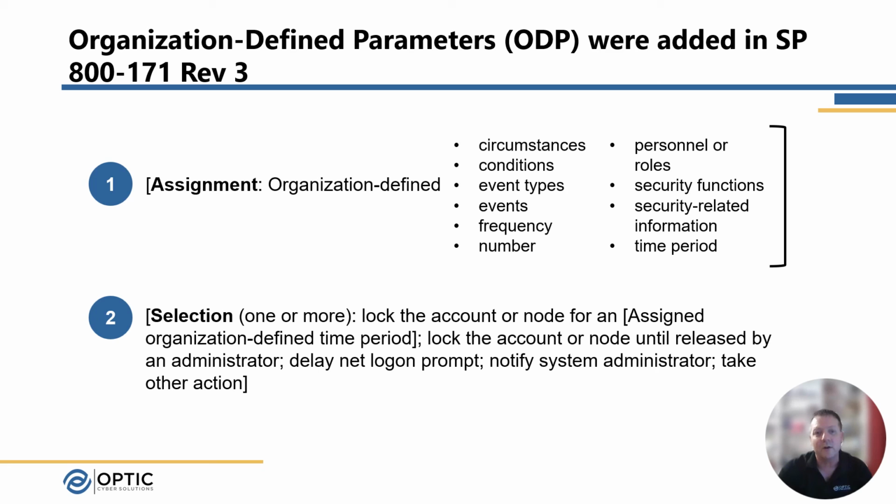However, 171 Rev3 does go on to say that if the federal agency that's requiring 171 security requirements to be implemented has not defined values, it's the responsibility of the non-federal organization to identify what they feel is appropriate to protect that CUI data and then implement what they've defined.